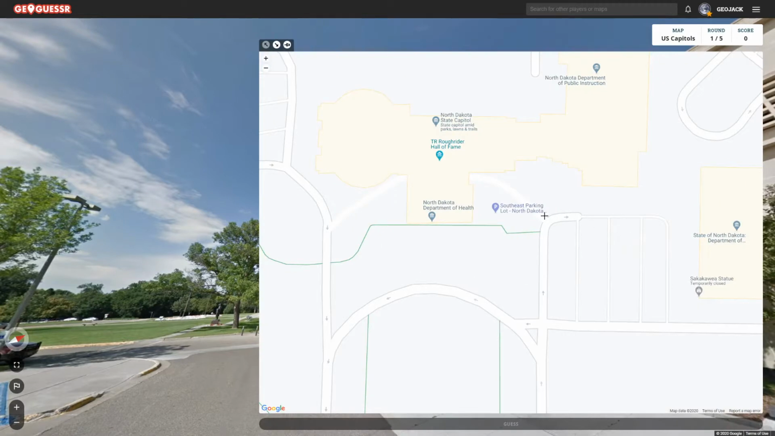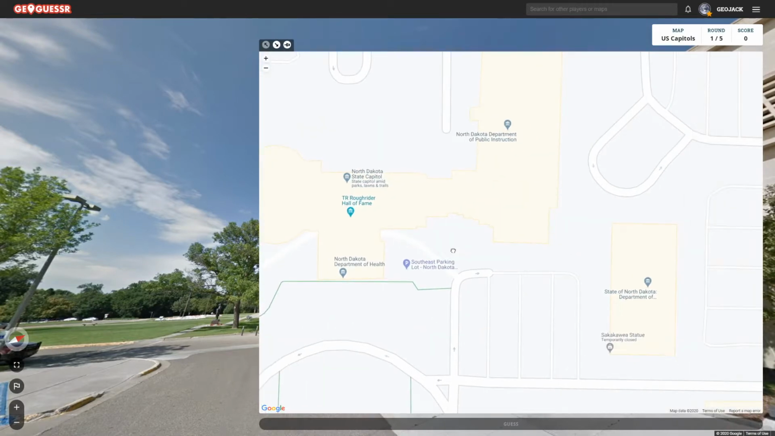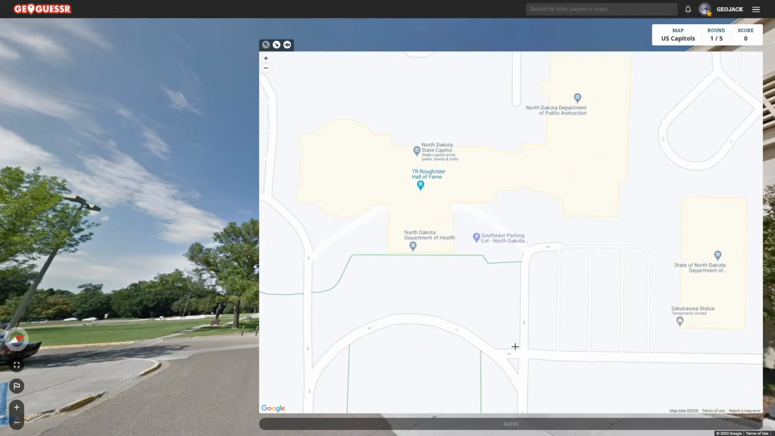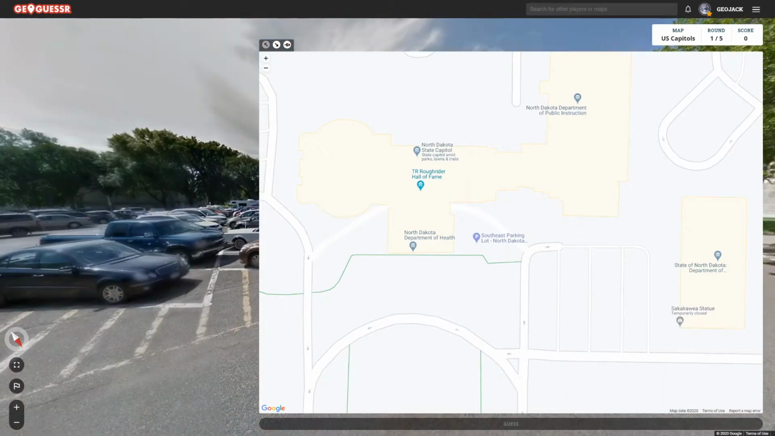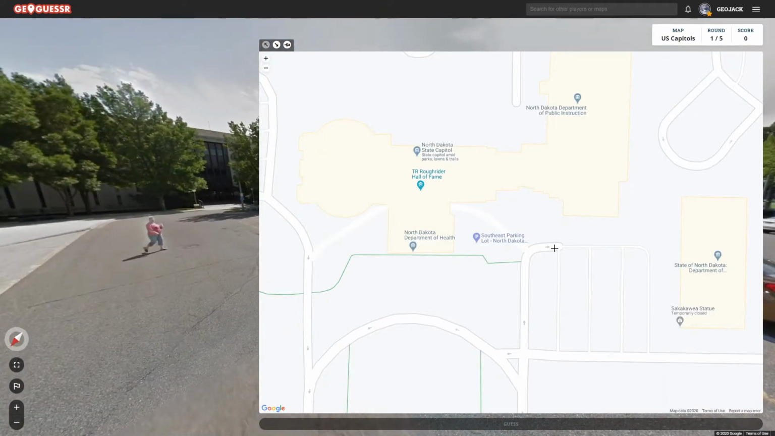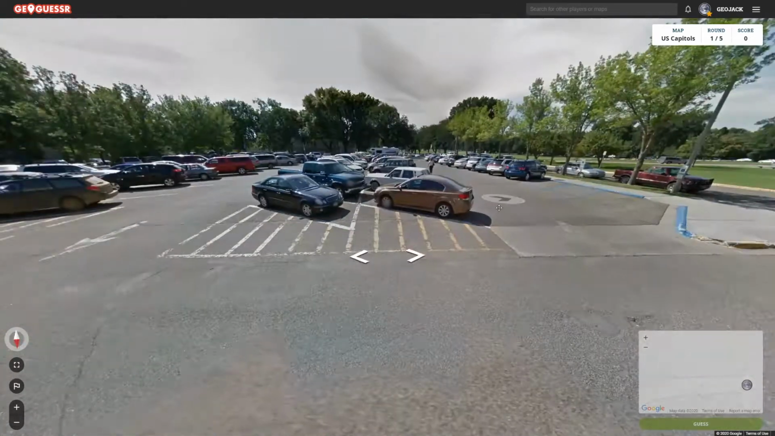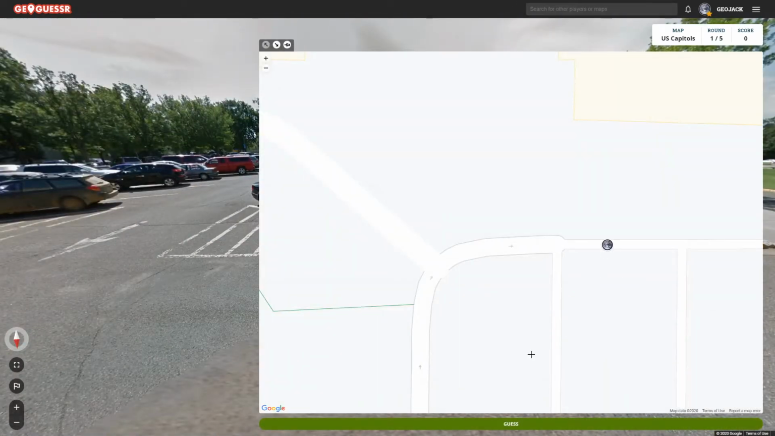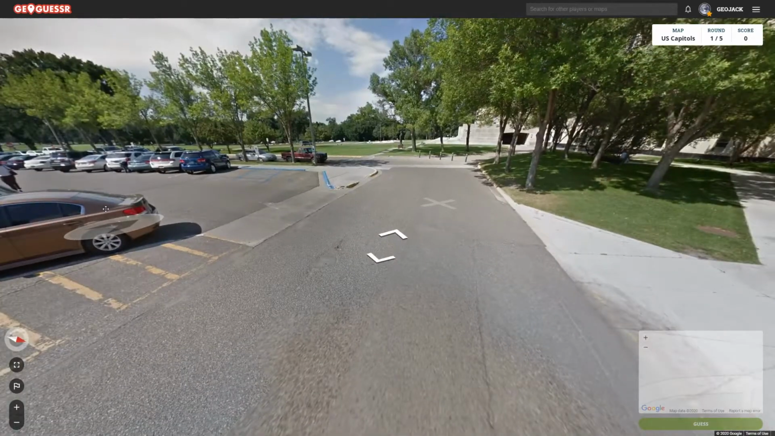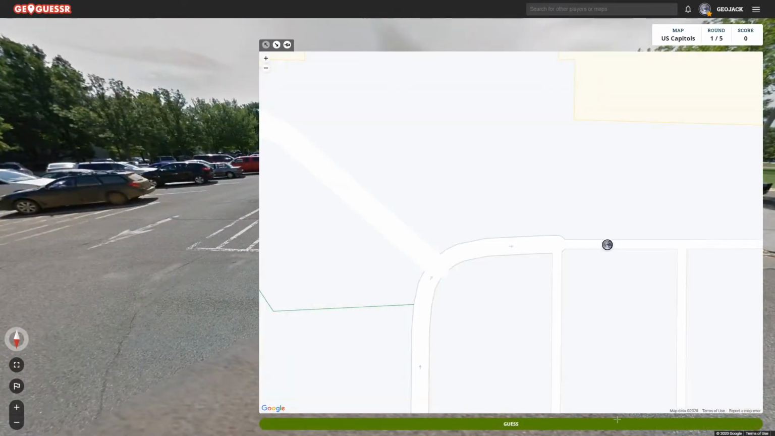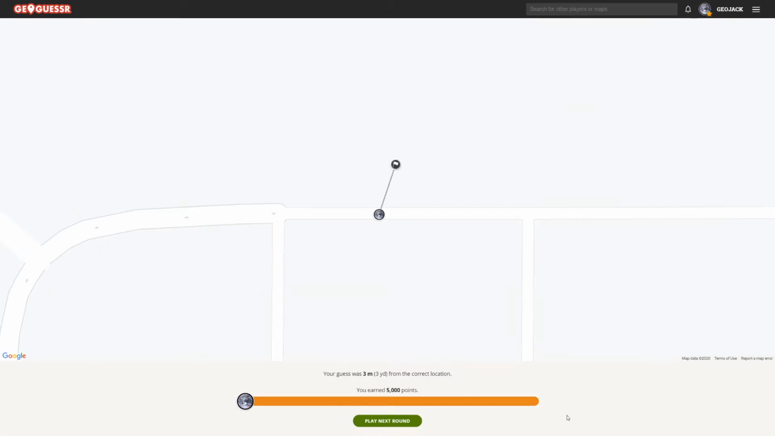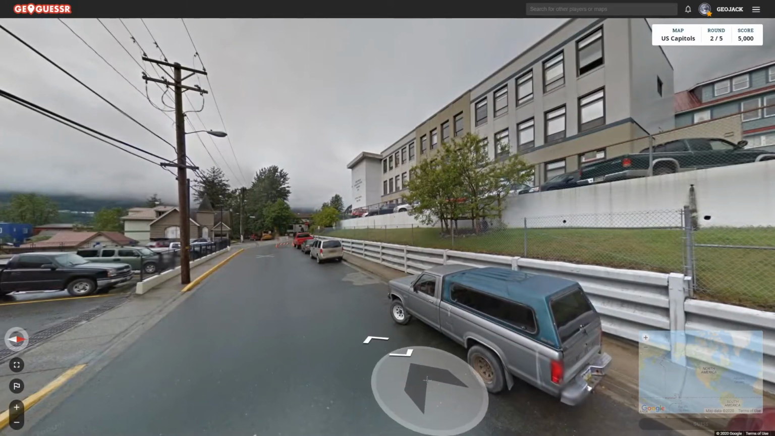We're on the right hand side of it, and we're just about to turn down there, aren't we? And this is that car park which we're just inside of, so around there probably isn't an unfair guess, or even there maybe. Yeah, I think we'll go there. Cool, 3 meters. Next round.